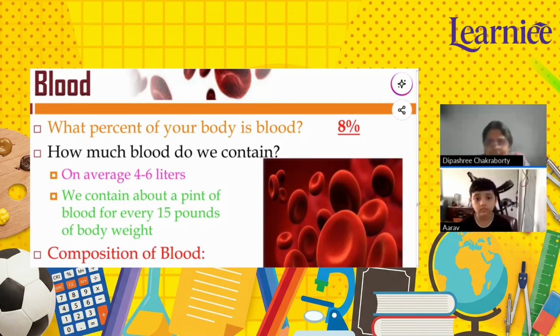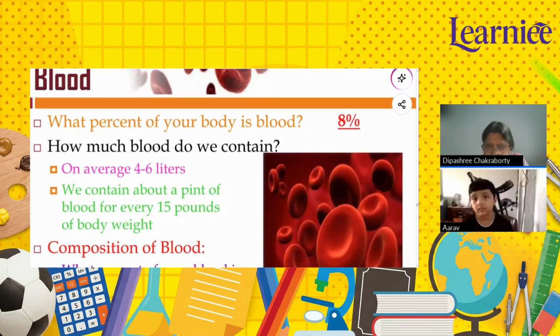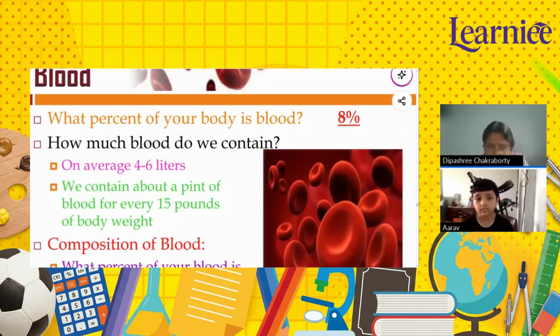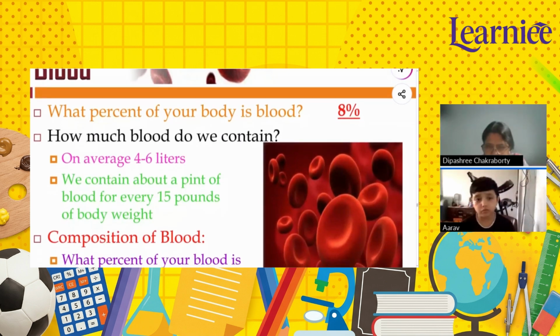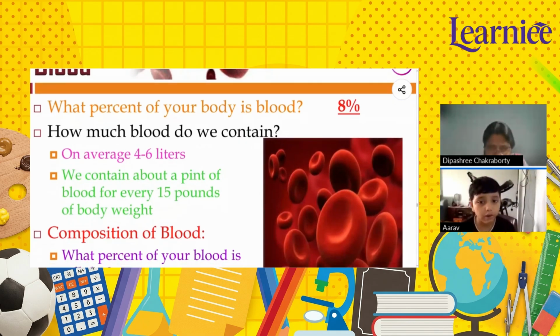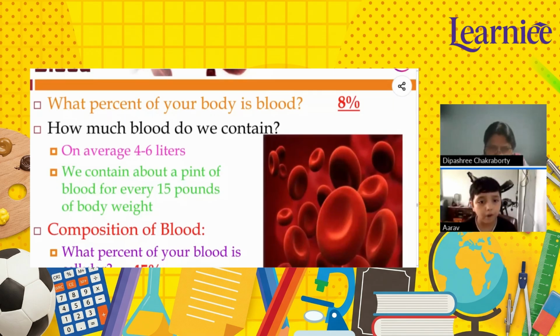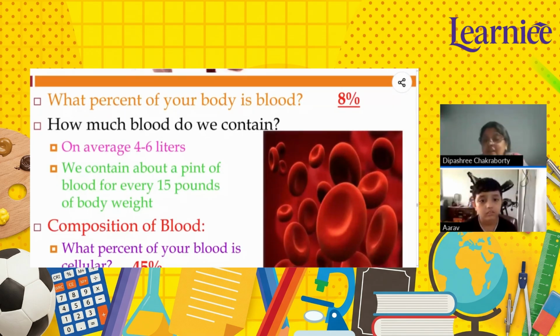First question: what percent of your body is blood? 8%. How much blood do we contain? On average, 4 to 6 liters. We contain about a pint of blood for every 15 pounds of body weight. Depending on the body weight, this amount varies.